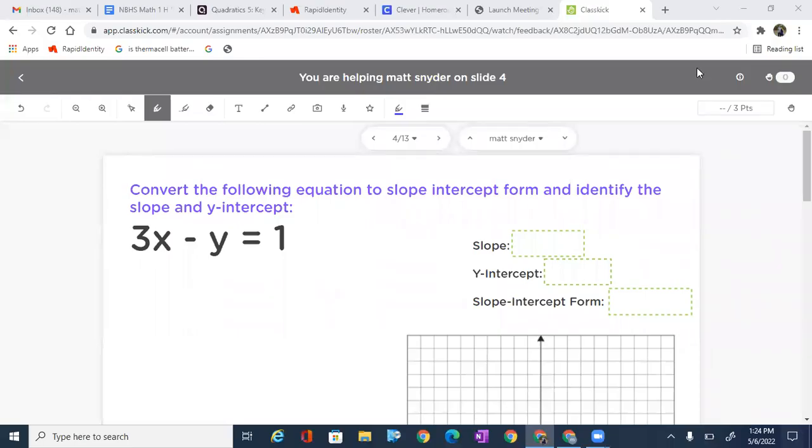All right, sometimes you got to move from a standard form equation, which is this, over to slope-intercept form. If you remember, slope-intercept form is simply y equals mx plus b, where m is our slope and b is our y-intercept. If we know those two things, we can graph this pretty easily. So let's go ahead and transfer this equation over here to slope-intercept form.